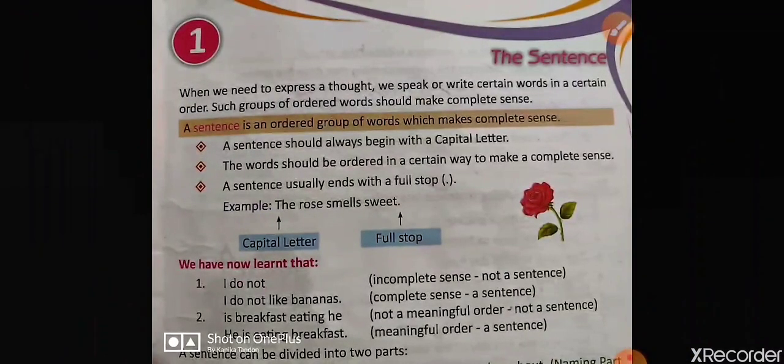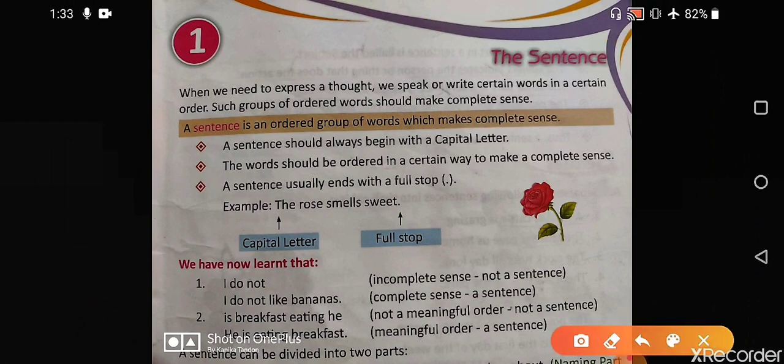A sentence is an ordered group of words which makes complete sense. So there are 2 things to keep in mind. One thing is that a sentence is an ordered group of words, which means that in order to make a sentence, we have to put words in a very ordered manner, in a very orderly way. And second thing is that those ordered group of words should make complete sense.